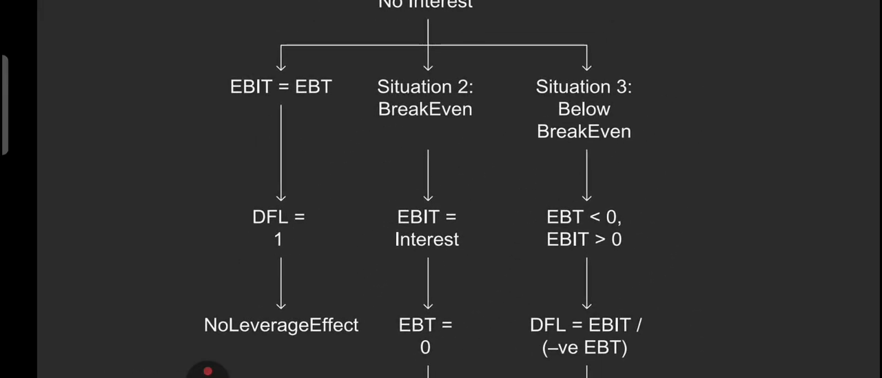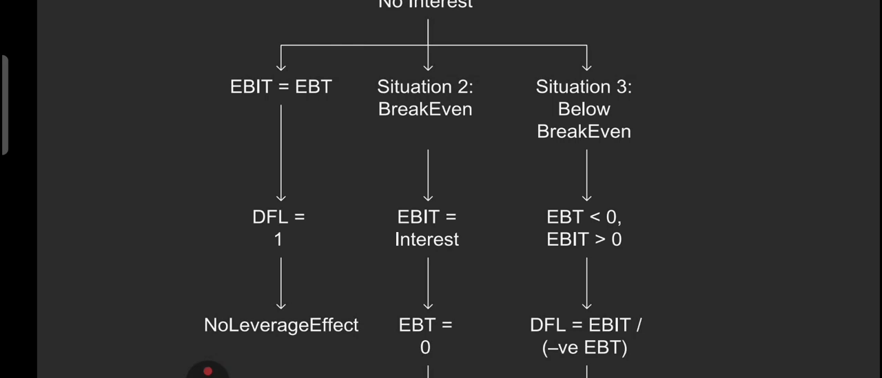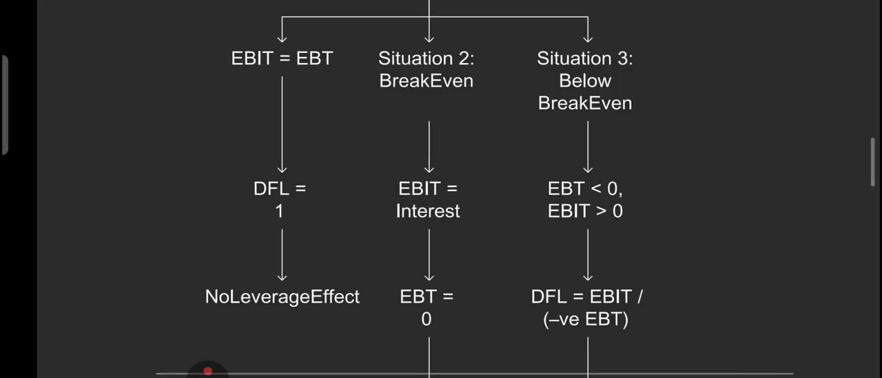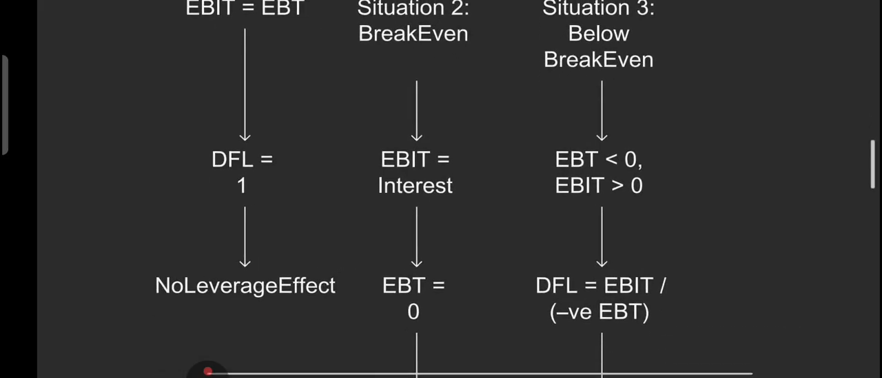And the third situation you have, suppose it is operating below the break even. So below break even means what? It is undergoing loss. So loss means what? Interest cost is higher than the EBIT, isn't it? So before break even, EBIT is positive, but EBT turned negative due to high interest cost. See, interest cost is higher, EBIT is lower, ultimately EBT becomes negative, right? That's why it is written EBT is less than 0, EBIT is greater than 0, interest cost is quite higher.